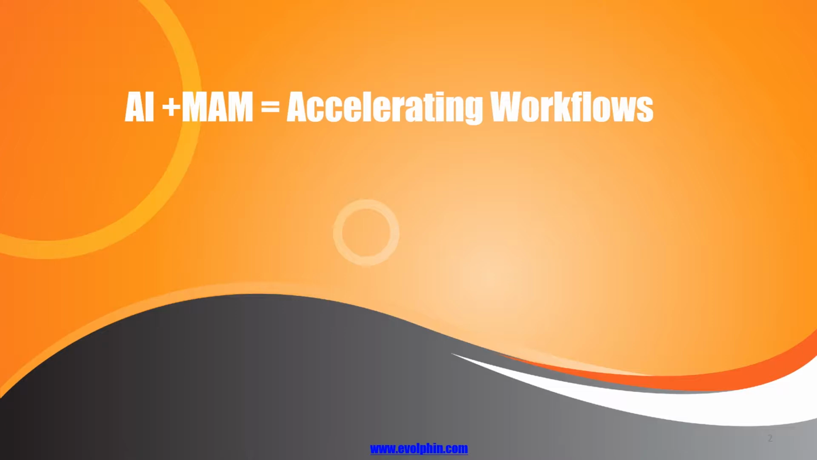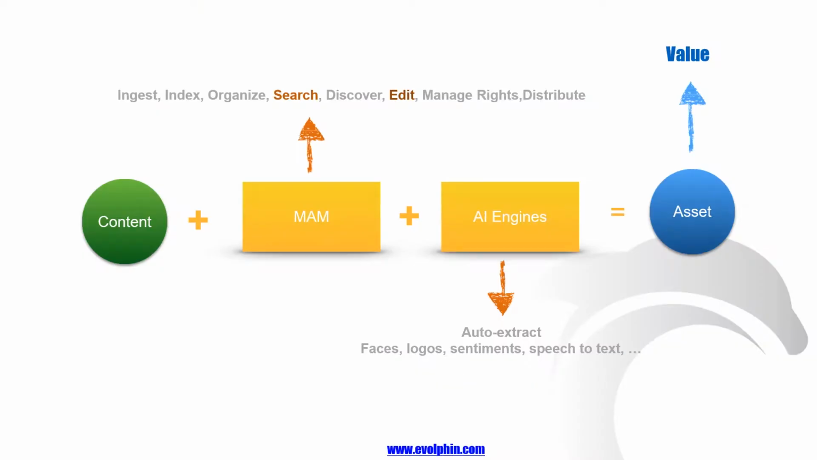So one of the reasons that we see customers look at AI is they might have a traditional MAM that's great at indexing, ingesting, organizing their media assets, but they might have millions of assets in the archive that they are trying to monetize and get greater value out of. And that's where these AI engines and MAM integration come along. So there are two key aspects of that. One is searching. If you have lots of historical archived assets that are not tagged, are not in a folder structure that's easy to find, how do you reuse them and monetize the value? The other aspect that's getting traction is automating the editing workflows using AI technology.